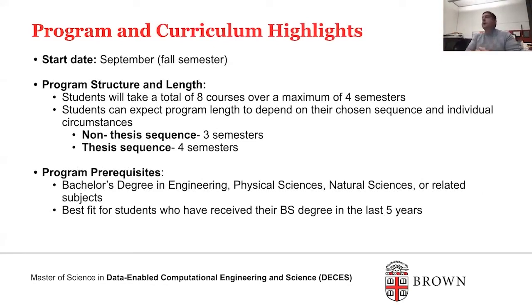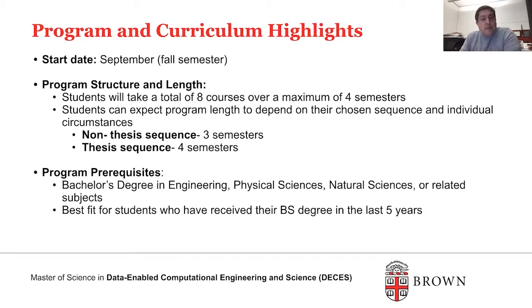So here are some program and curriculum highlights. The start date is typically September, so we start in the fall semester. The students will take a total of 8 courses over a maximum of 4 semesters. Of course, the program length depends on the student's chosen sequence and individual circumstances, but the likely scenarios are that a non-thesis sequence will take you about 3 semesters to complete, and a thesis sequence, where you actually produce a master's thesis, will take you about 4 semesters to complete.